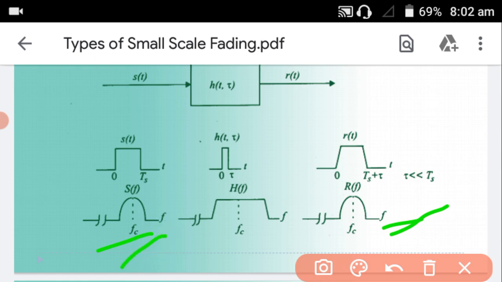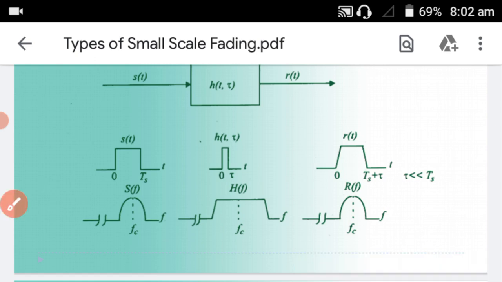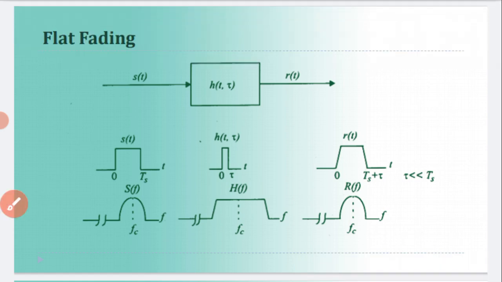Okay, so here the channel impulse response is considered flat. Here it is flat, so we are just getting the same signal as the transmitted signal. That is the case of flat fading, where the fading effect has less impact on the received signal. We can ignore that fading if we increase the transmitted power. Okay, that is the case of flat fading.